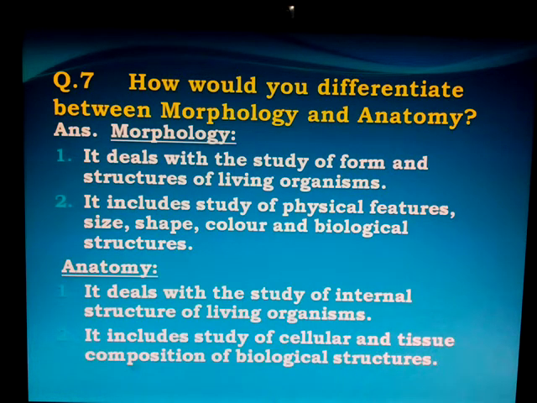Anatomy, whereas, deals with the study of internal structure of living organisms. For that we need a specific organism, and then we look at the internal structure. Anatomy also includes study of cells and tissues, composition of biological structure. The biological structure is made up of tissues. Tissues are made up of cells. So it includes study of cellular and tissue composition of biological structure also.